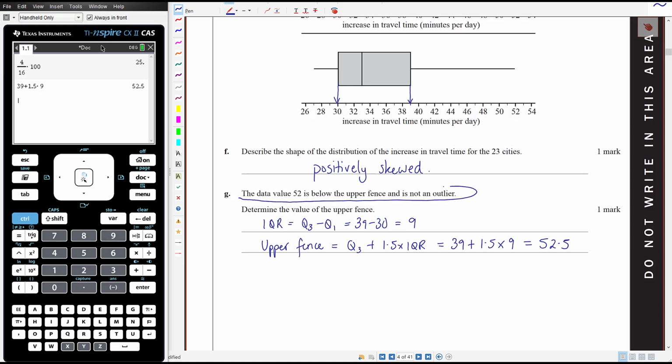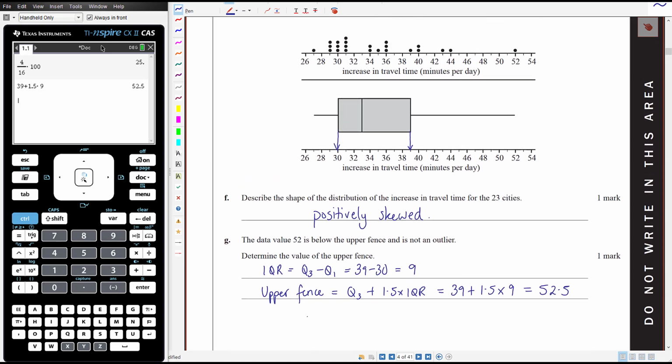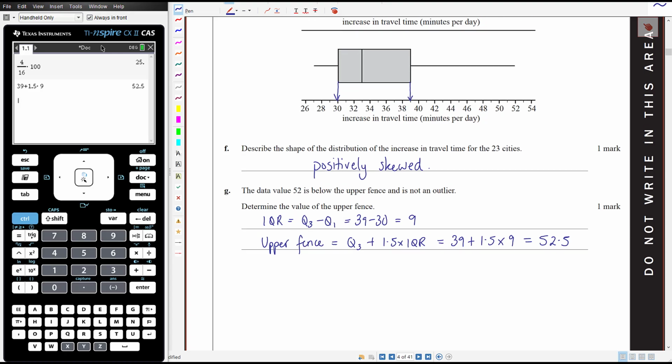The question already makes the statement that the data value 52 is below the upper fence and is not an outlier, but our upper fence certainly is confirming that. We definitely expected to get a value bigger than 52. But it makes sense that it's pretty close to 52. Looking at the dot plot, you can see that 52 is almost an outlier, it's just not quite. The upper fence is here, and so therefore it is included in the box plot.